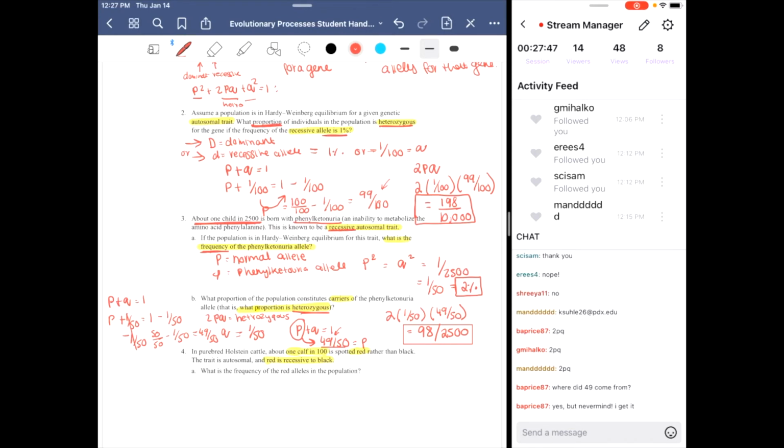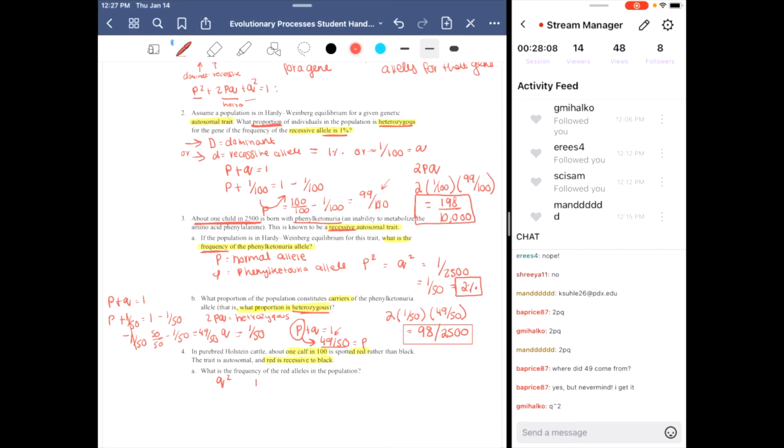So it's asking for the frequency of the red alleles, and the question says that the red is recessive to black. So that means we would want to solve for the q squared because that gives us the information about recessive alleles. Yeah, great job. It is q squared. Okay.